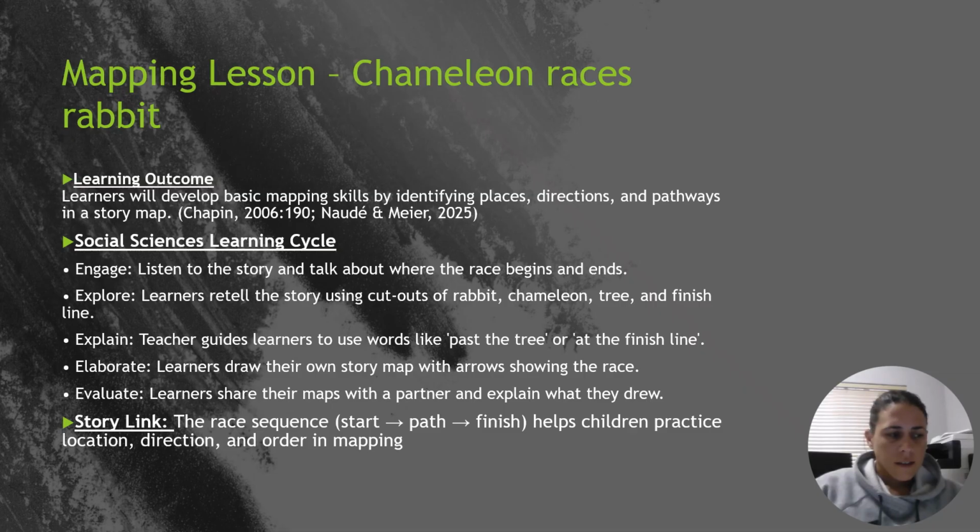Then explain: I will guide the learners to use words like past the tree or at the finish line. Elaborate: learners will draw their own story map with arrows showing the race. Evaluate: learners can share their maps with a partner and explain what they drew.